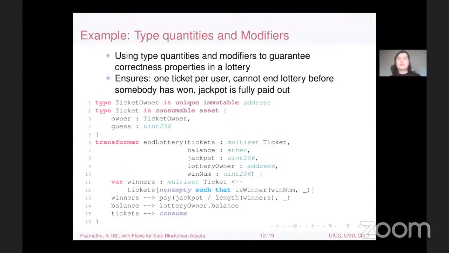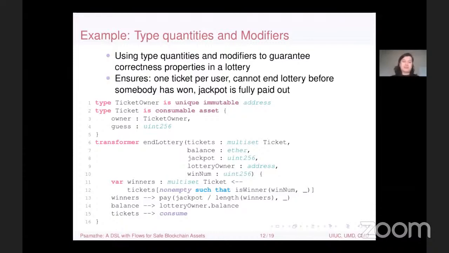So here's an example of using type quantities and modifiers to guarantee some correctness properties in a lottery. In addition to a basic correctness property of not losing lottery tickets, we also want to ensure that each user can have at most one ticket, that we can't end the lottery before somebody has won, because then whoever's running the lottery might decide that as soon as anybody plays and they know they're wrong, they'll just end the lottery, and that would be a lottery that you would not want to play in. And then we also want to make sure the jackpot is fully paid out, so no money gets trapped in the contract. This is a problem that happens in Ethereum fairly often.